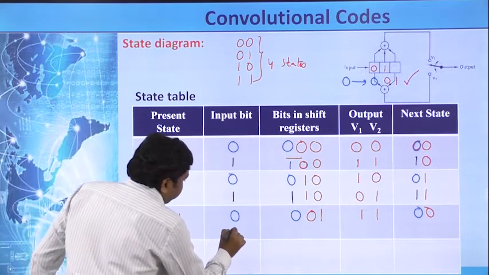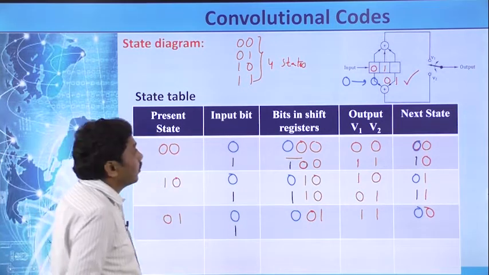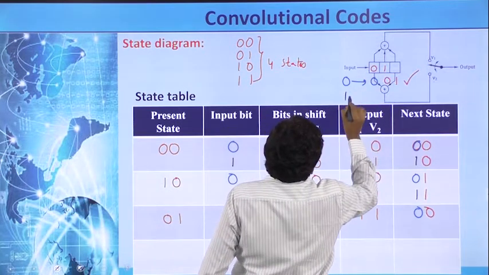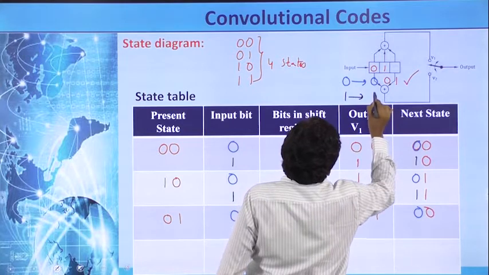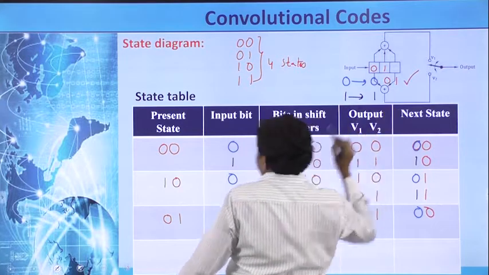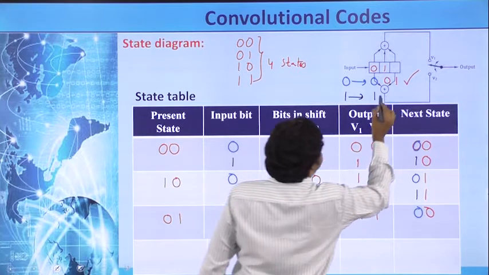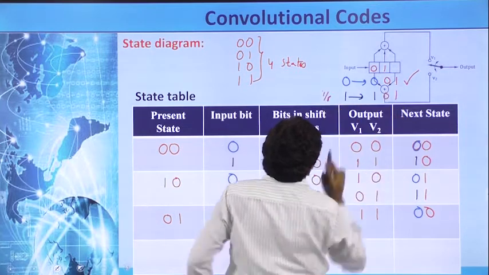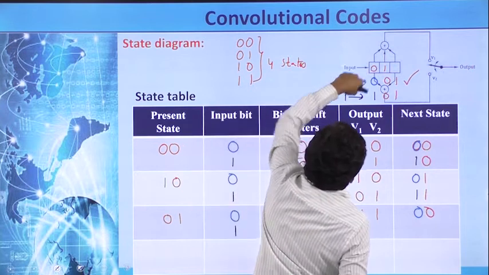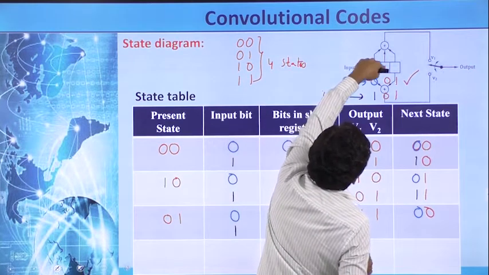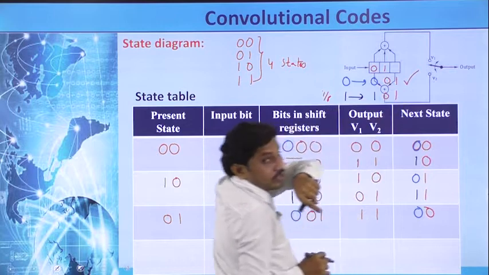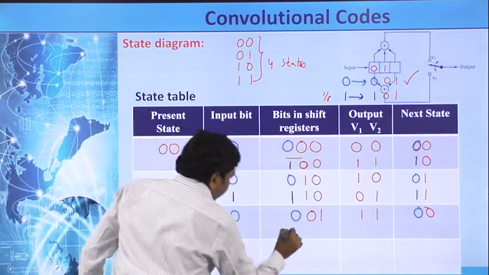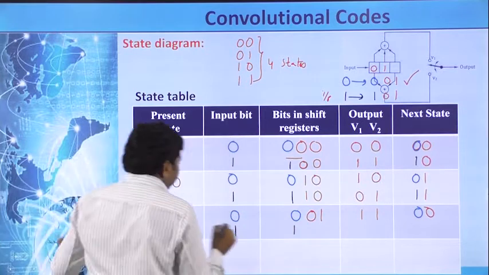Present state is 0, 1. I am applying my input is 1. So, whenever I am applying present state is 0, 1. If I am applying input is 1, the bits in shift register becomes 1. This 0 comes into here. This 1 comes to here. So, when the input is 1, this 1 comes into first place, this 0 comes into second place, this 1 comes into third place, right? So, 1, 0, 1.